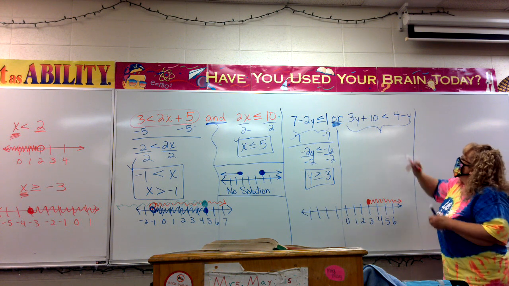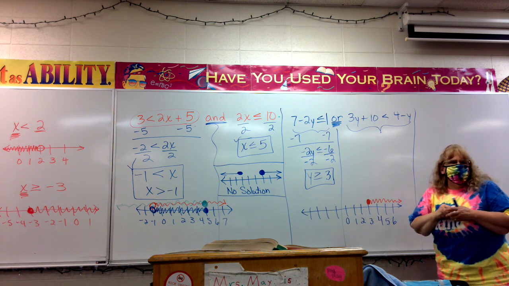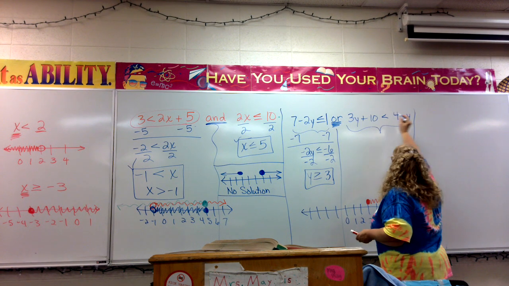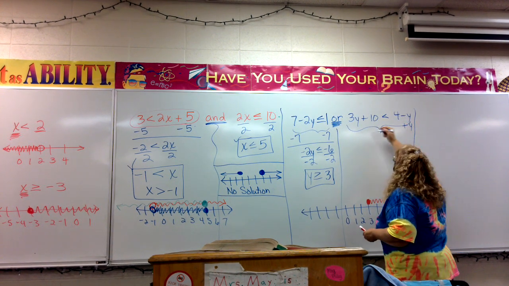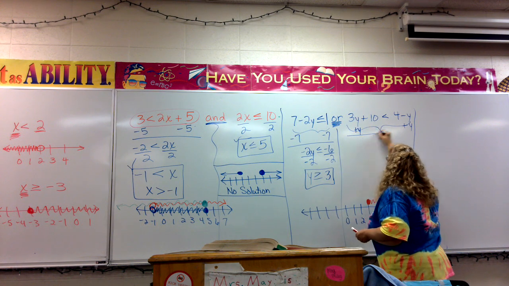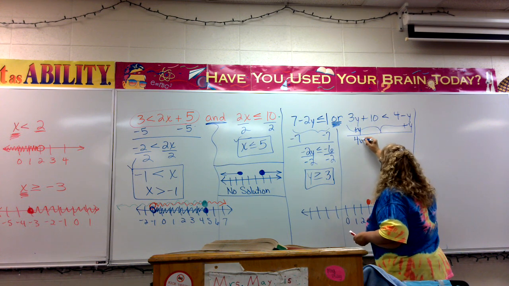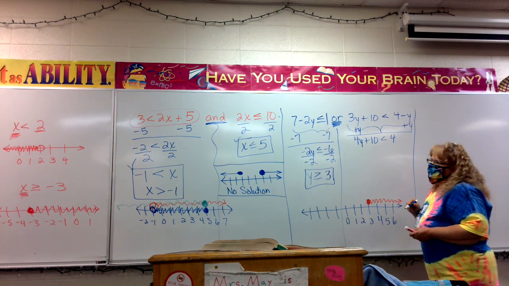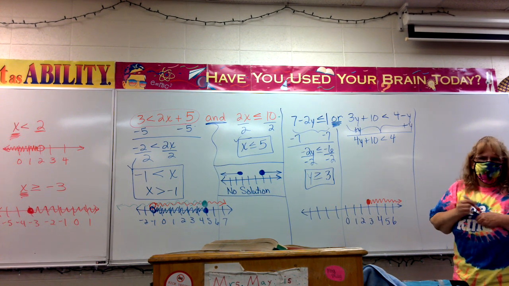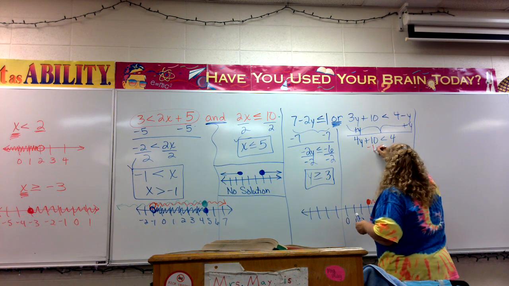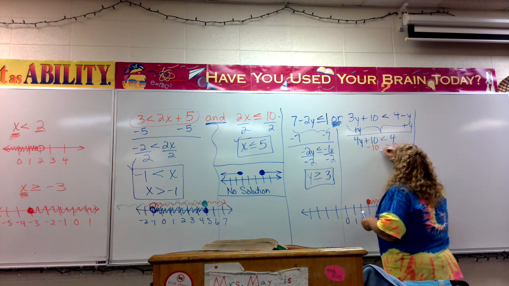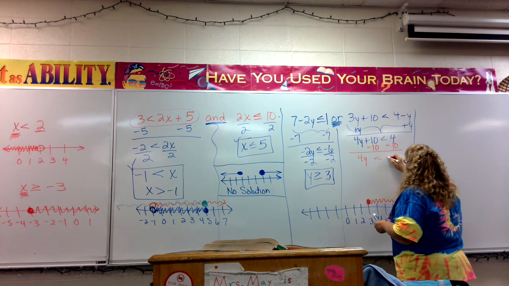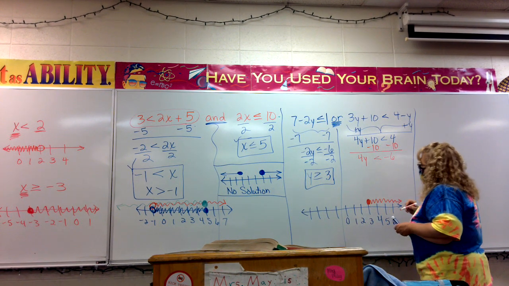Then I'm going to solve this one. First, I have to get all the y's together, don't I? I have y's here. How about if I add y? Is that going to be 4y? Then what? Minus 10, minus 10. And so I get 4y less than negative 6. Oh, jeez.